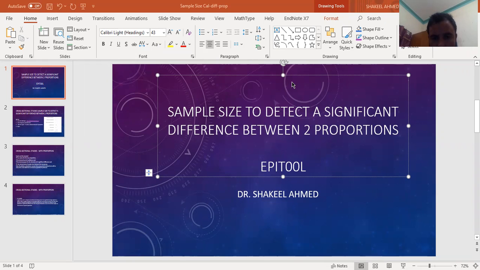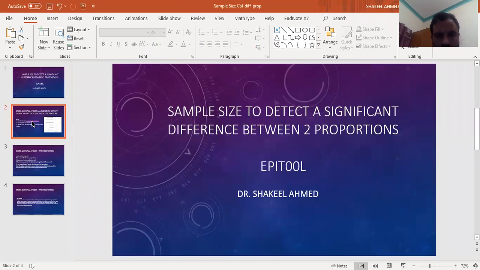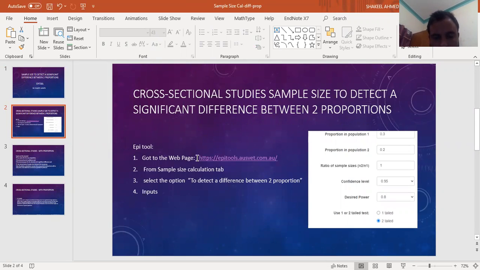So for a larger difference, we need a smaller sample to detect the difference, and for a smaller difference we need a larger sample size to detect the difference between two population proportions. So again we follow the same procedure as we performed in single proportion testing. We again go to the web page of EP tools, and from the sample size calculation tab we select the option to detect a difference between two proportions. Then you will see this window or tab on your computer screen.